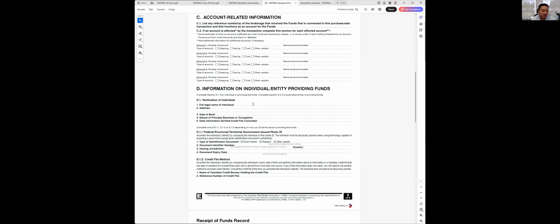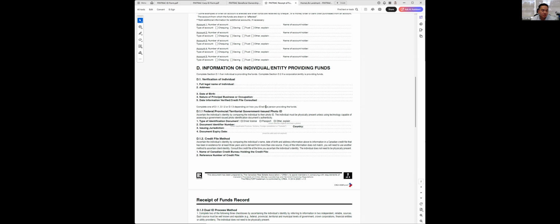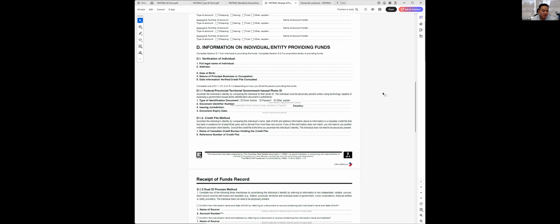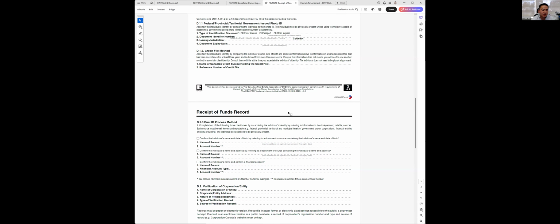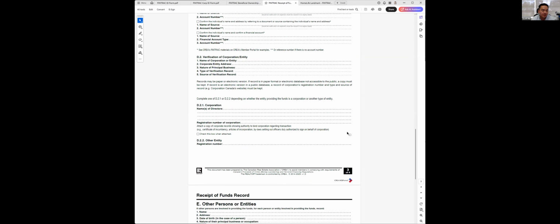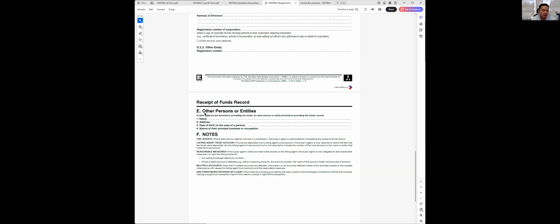And then you have to identify the individual providing the funds. So usually it will be the buyer. Sometimes you see the buyer's relative, parents, or friend providing the funds, right? In that case, that person providing the funds is considered a third party, and you have to obtain their ID as well, and record it in the receipt of funds record. So Part E here. Where can we see the receipt of funds form is a question in the chat.